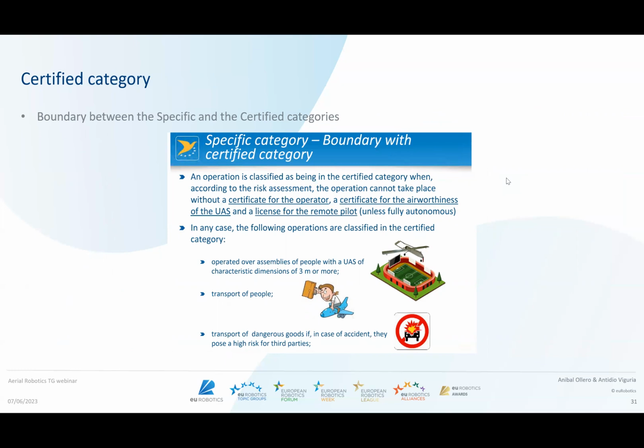Assembly of people. We're not talking about an urban environment, a town. We're talking about assemblies of people. Downtown Madrid is probably an assembly of people, at least during the daytime. Maybe at night not, but during the day. Or a parade, or a concert, or a beach in summer. These are assemblies of people. So if the UAV has a characteristic dimension of more than 3 meters and you fly in these areas, this is the certified category.